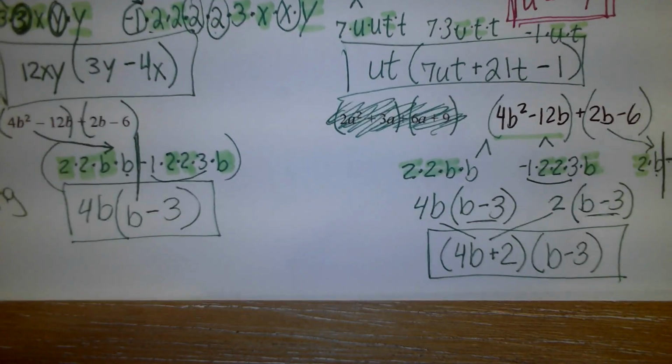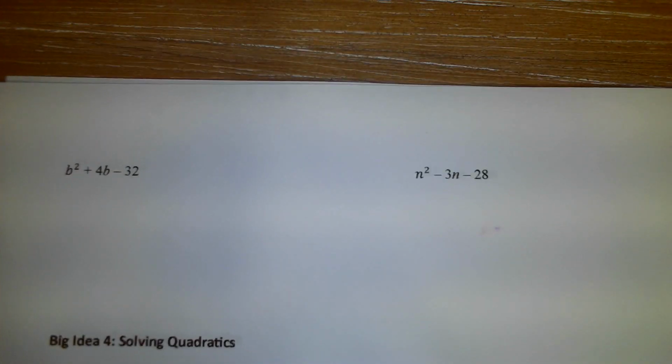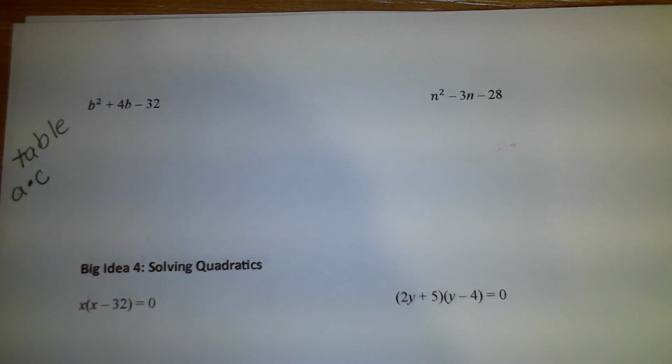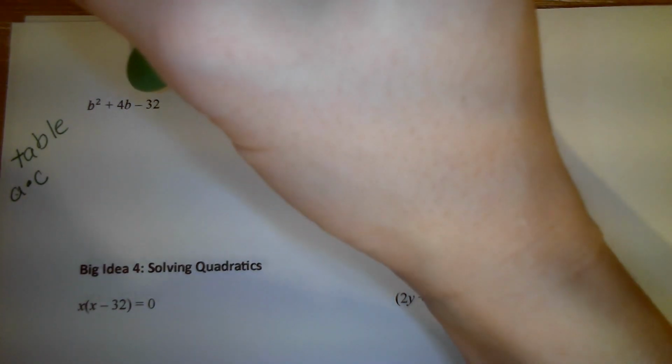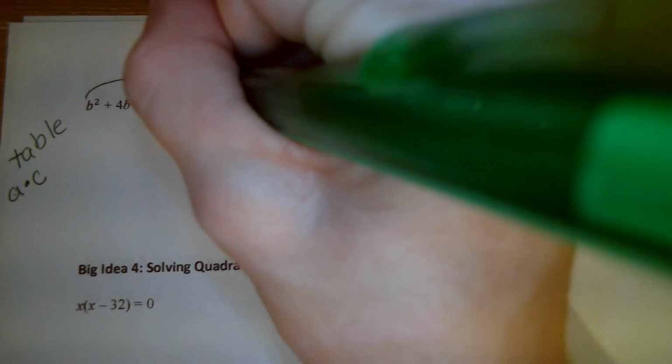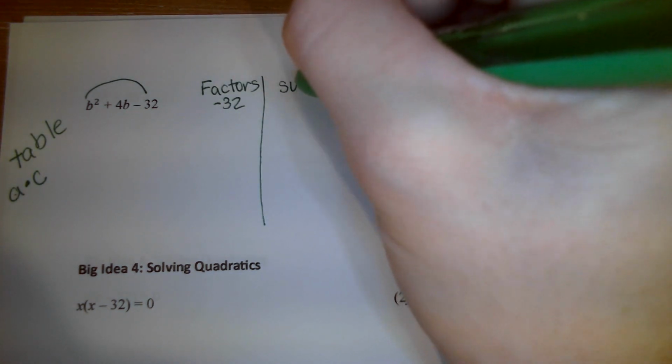All right. So now let's move on to some more factoring. But this is the last type we learned. We've done the grouping, we've done the GCF. Now this is where we're going to use our table. We called this the A times C method. Okay, so remember we do A times C. 1 times negative 32 is negative 32. So we want factors of negative 32, and we want to find the sum of 4.